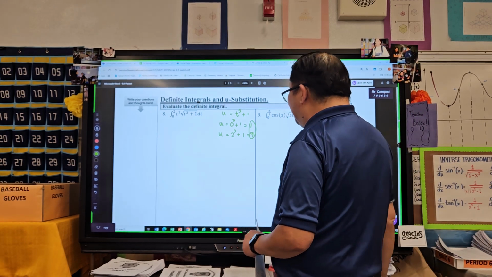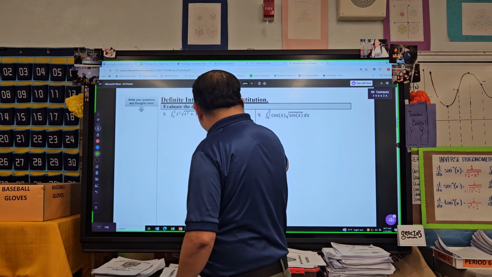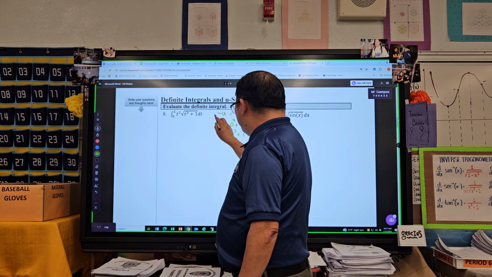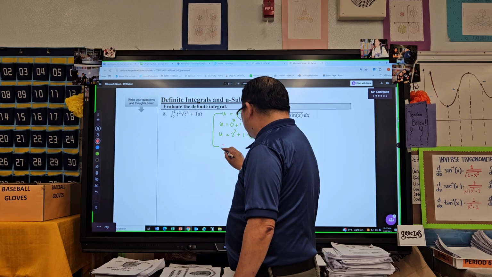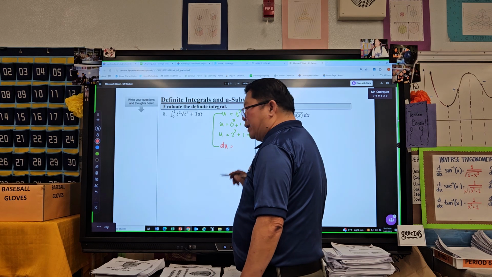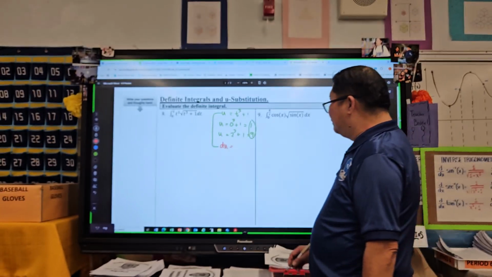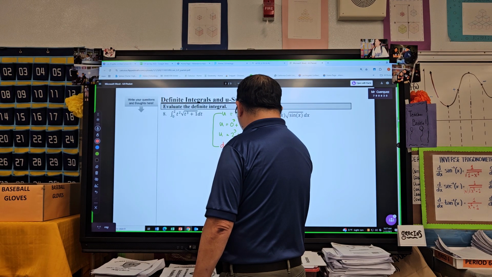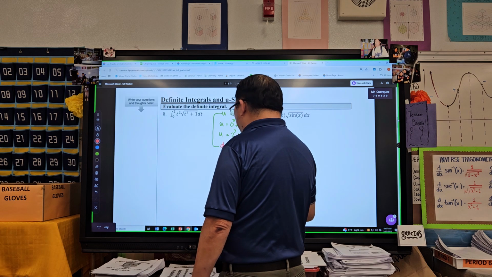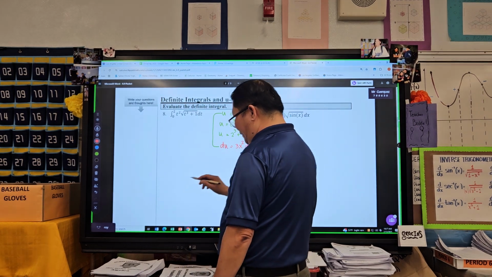So we say the integral. But let us take the derivative of u. What is the derivative of u? du is equal to 3x squared, so 3x squared dx, or not dx but dt, right?